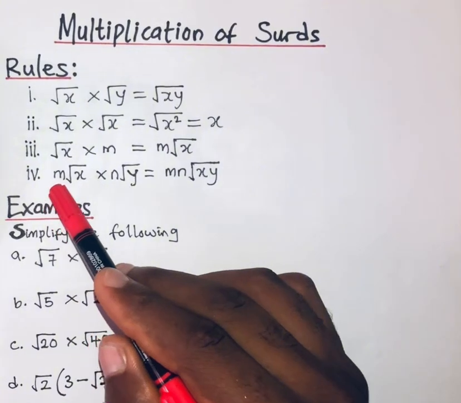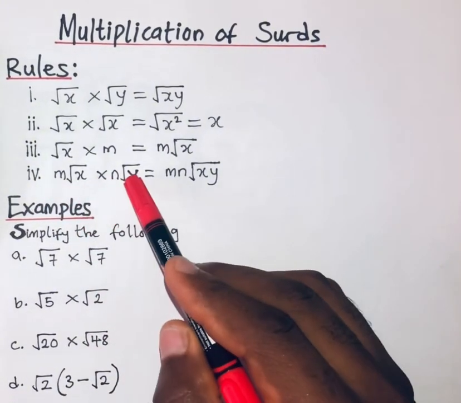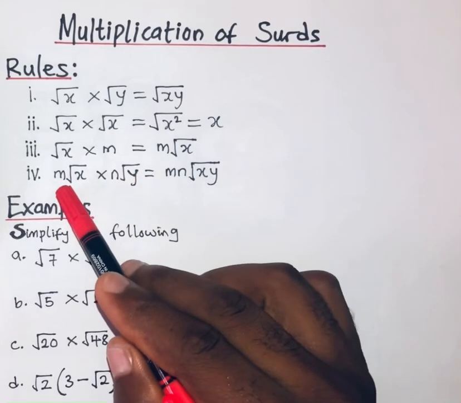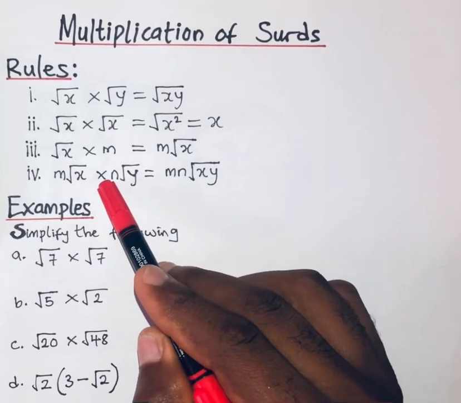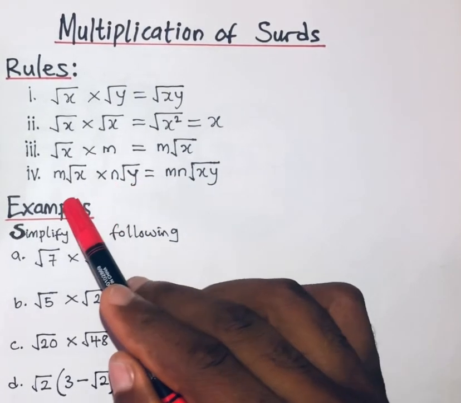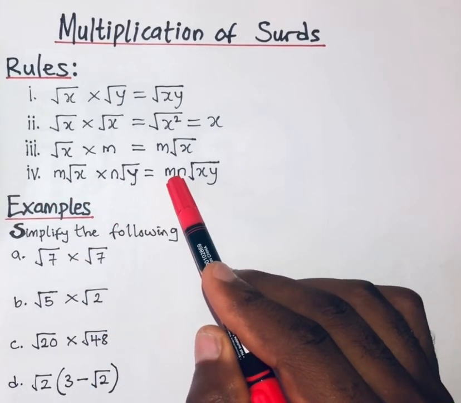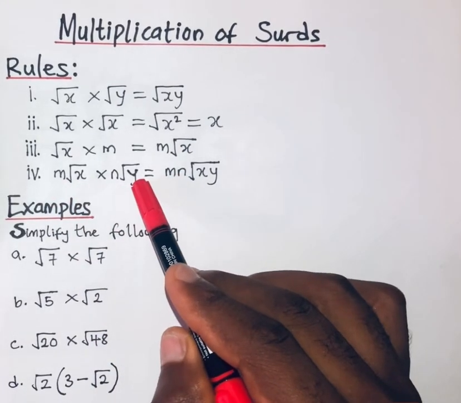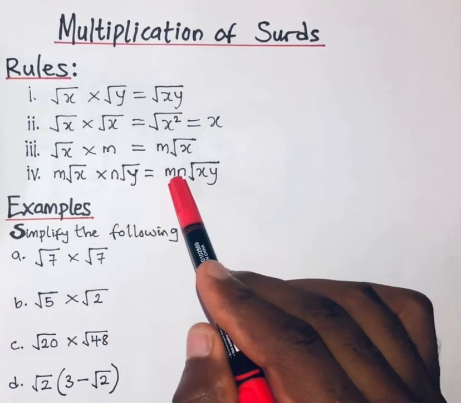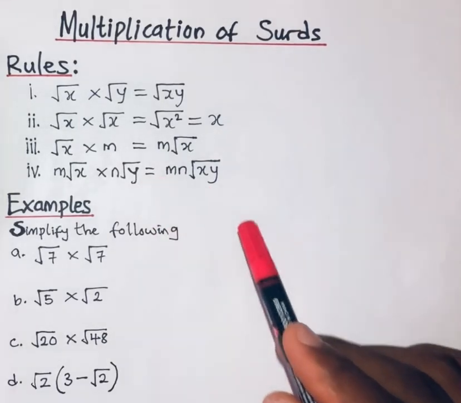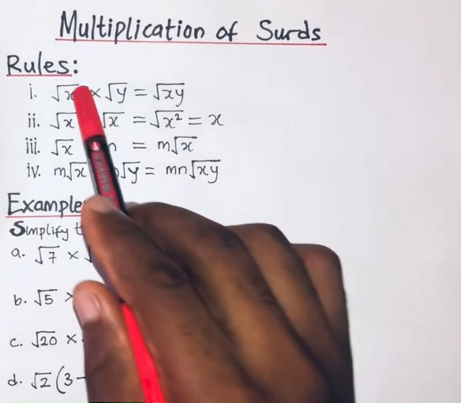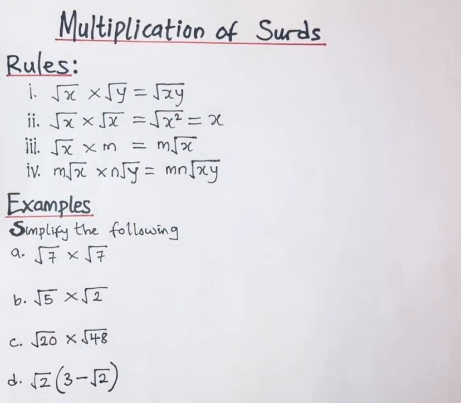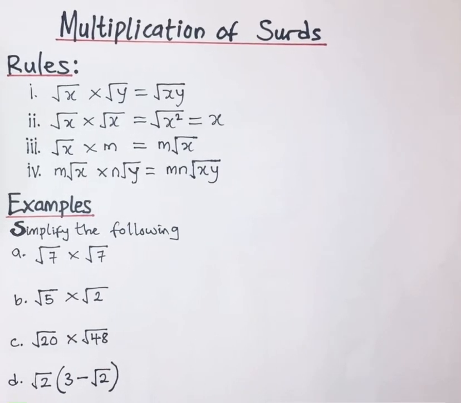Then rule 4 says whenever you are multiplying two surds with coefficients, so you can see that I have root x with a coefficient of m and root y with a coefficient of n. So the result is going to be that I'll multiply the coefficients, then I'll also multiply the radicands. So I'm going to have mn root xy. Since xy are under the square root, they'll be the ones under the root, just like I did for rule number 1. So we'll be solving the following examples according to the rules that we have stated.